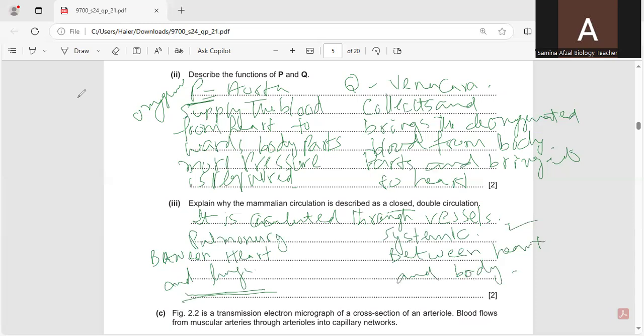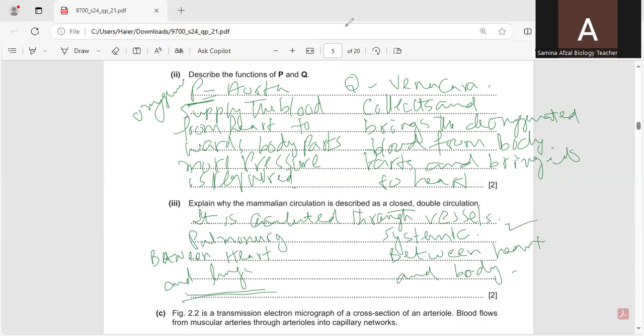Whereas in the systemic circulation, what happens? The deoxygenated blood is brought to the heart by the vena cava, and then the oxygenated blood from the heart is distributed to other parts of the body by the aorta. So in this way, the blood has to pass through the heart twice. So it is called double circulation, and it is closed because it circulates through the blood vessels.